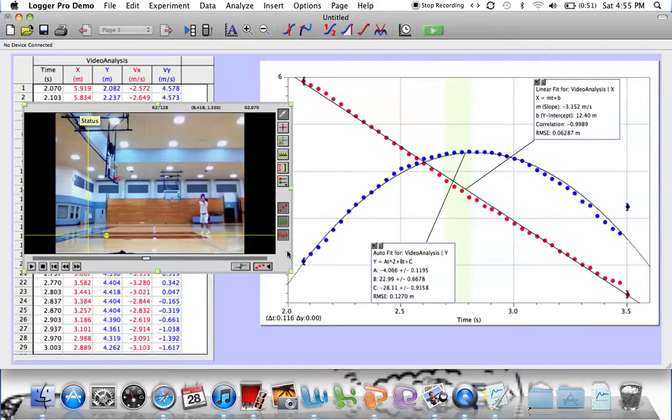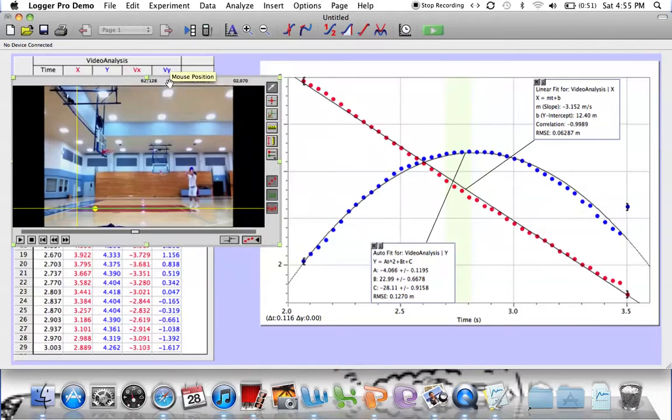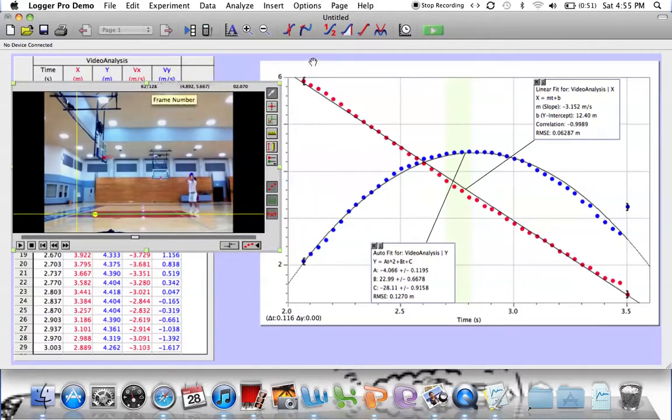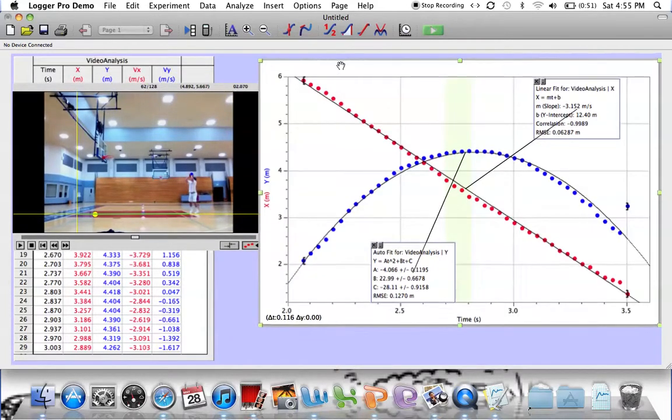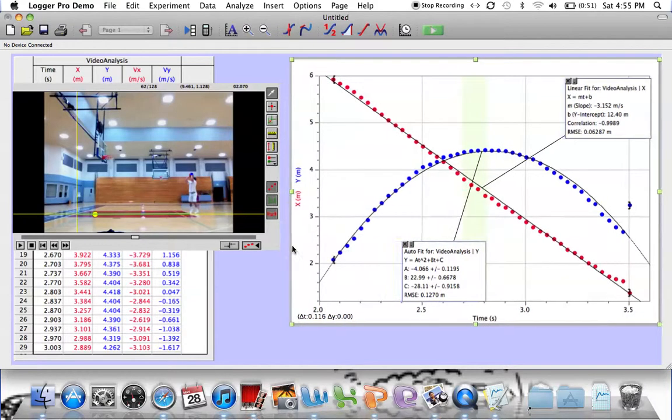Now we look at our graph. Move it over a little more to the left. Alright, and let's move this over. Shrink it. Okay. The ball begins at a height of roughly 2 meters, right?